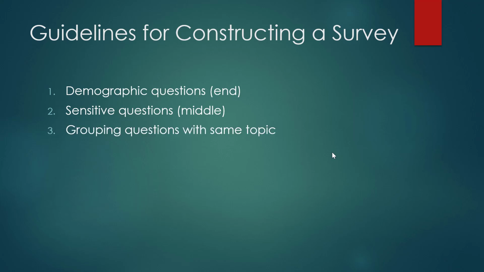Group questions that have the same general topic. So if you're asking demographic questions, put them all together. Rating scale questions should be grouped together. So the type of response that you're asking for, group those types of questions together as well to help the flow of the survey.